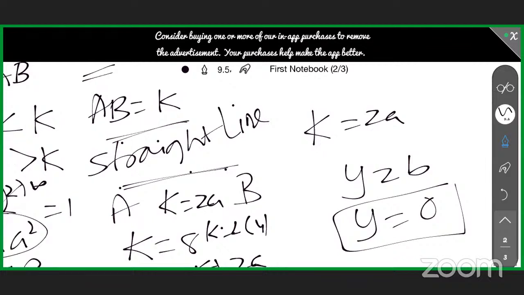This will happen only in straight lines. Most of the times it happens in straight lines, that is y is equal to b. The equation of this one is y is equal to b. That is, our b value is 0. Therefore, the equation of the straight line is y is equal to 0. Did you understand, dear students?